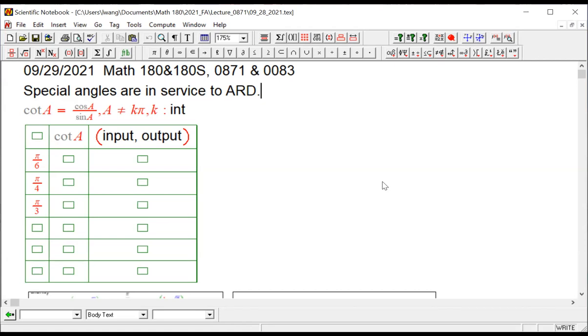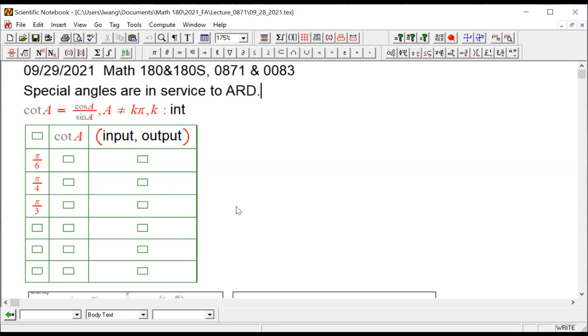It may or may not be clearly spelled out, because they might spend a lot of time explaining how to use these special angles, but don't lose sight. The three pillars of trigonometry are ARD. That's it. All the questions you deal with are either from A to D or D to A. Just read my lips.